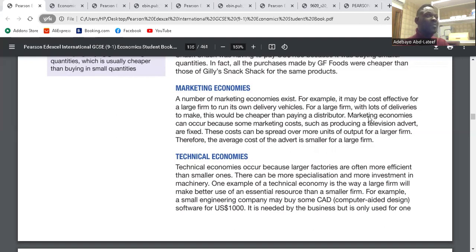So that means the cost of each unit would have been shared. The cost of the advert would have been shared on all your products that is being advertised. Unlike a small firm, which has only one product to advertise, you might be paying the same amount that a large firm will be paying for that same space. But the large firm has different products that it can showcase, but you have only one product. So that's a cost advantage. Do you know how it's a cost advantage now?